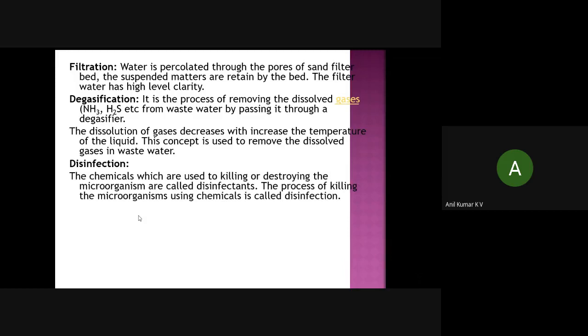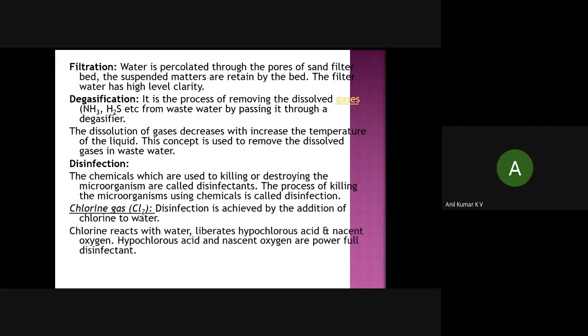Disinfection. The chemicals which are used for killing or destroying microorganisms are called disinfectants. The process of killing the microorganisms using chemicals is called disinfection. For example, chlorine gas, Cl2 gas. Disinfection is achieved by the addition of chlorine to water. Chlorine reacts with water and liberates hypochlorous acid plus nascent oxygen. That nascent oxygen is a powerful oxidizing agent which kills the microorganisms in water.